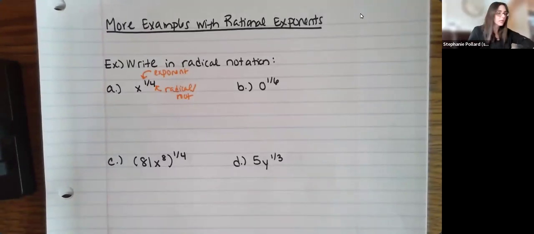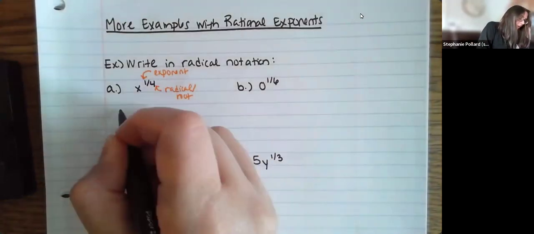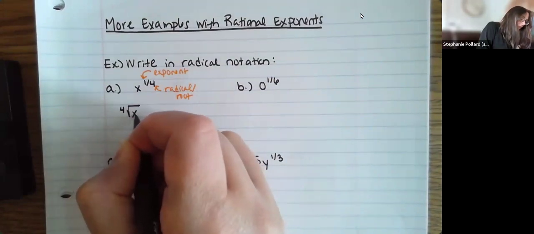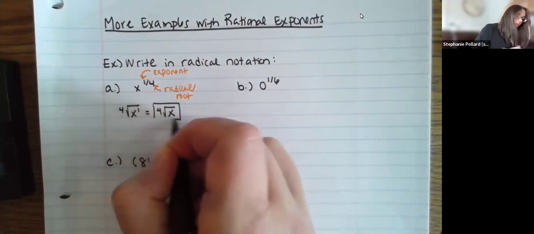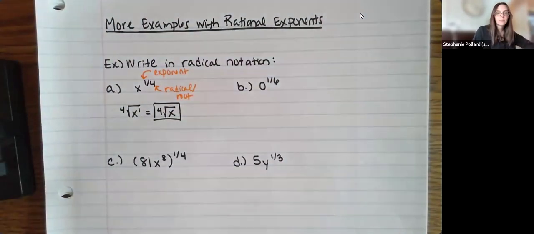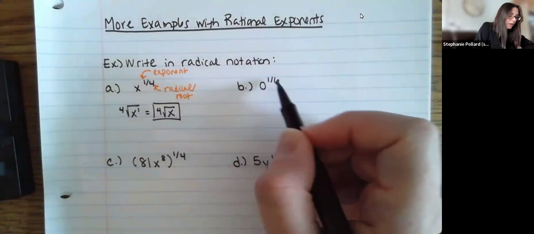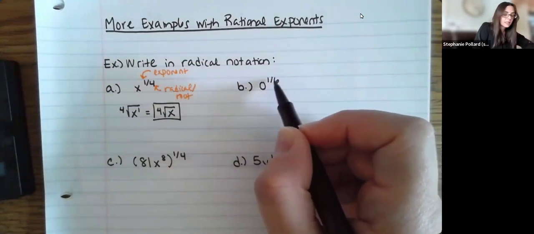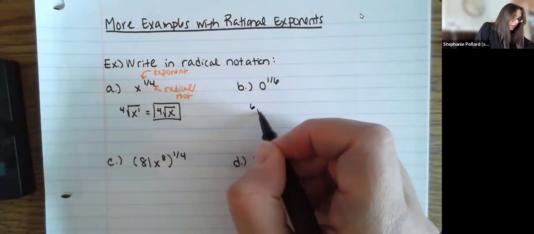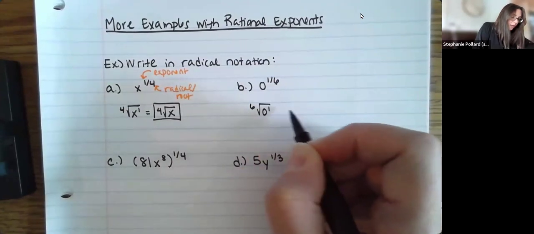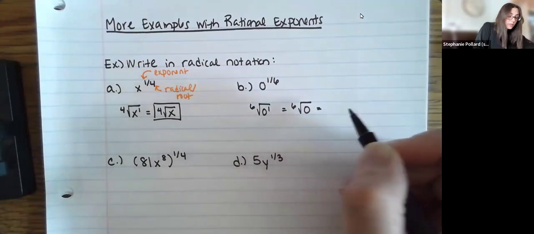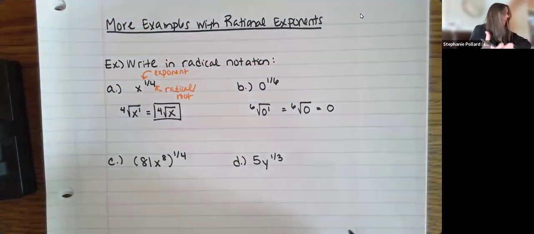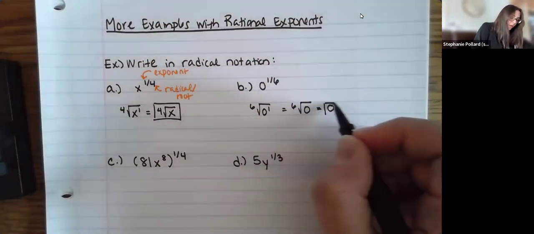So for this one here, I'm looking at a fourth root of x to the first power, which is just the fourth root of x. In the second example here, I see the denominator is a 6. So this is a sixth root of 0 to the first power, which is the sixth root of 0. And the sixth root of 0 is also just going to be 0. So that one we actually can simplify further.